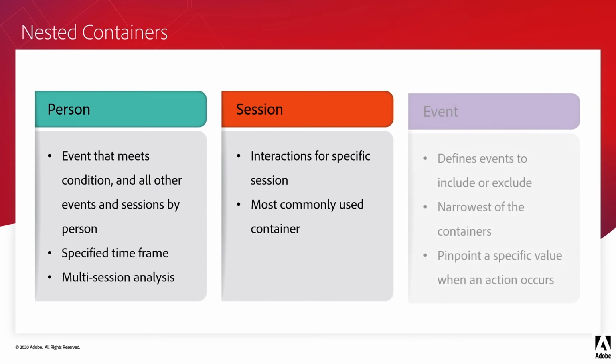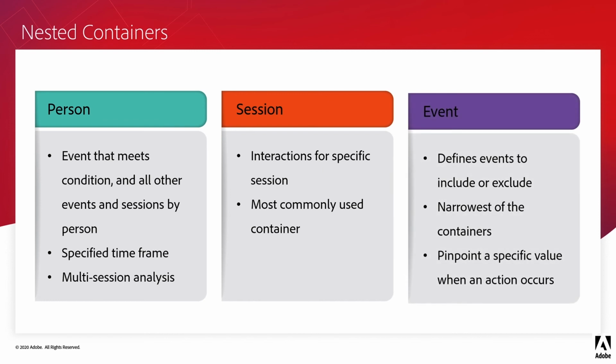The event container defines which events we would like to include or exclude from a filter. It is the narrowest of the containers available to let us identify specific interactions where the condition is true. We can also pinpoint a specific value when an action occurs, such as the marketing channel when an order was placed.